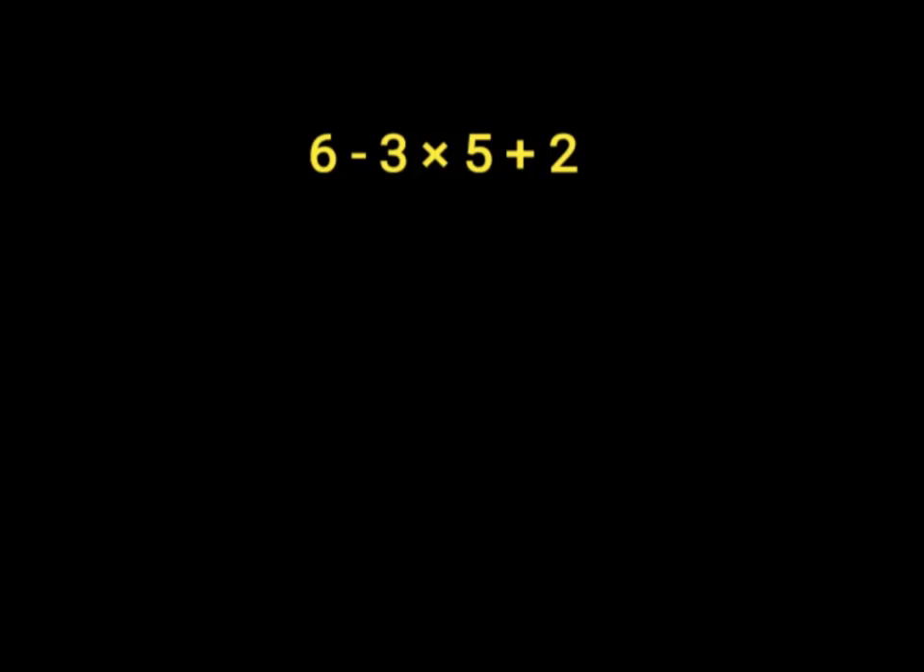6 minus 3 times 5 plus 2. 6 minus 3 will give us 3. Then we have 3 times 5 plus 2. 3 times 5 will give us 15. Then we have 15 plus 2. 15 plus 2 is equal to 17.